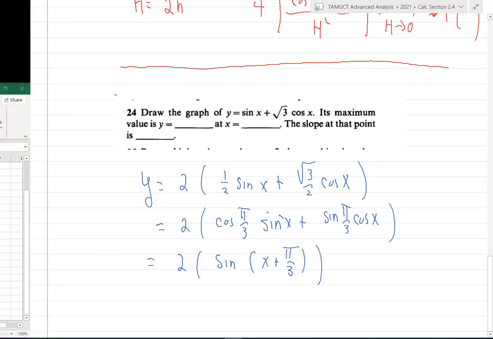Okay? So we can find the maximum value. You can see right away the maximum value of y is going to be 2. And the maximum value will take place when x equals what? Well, we want this here to be pi over 2. So we can say x equals pi over 6. All right? So we get the answer very quickly that way. All right. So it's actually pi over 6 plus 2k pi, if you want to be complete about it. All right. And the slope at that point, we know the slope at any maximum is 0.